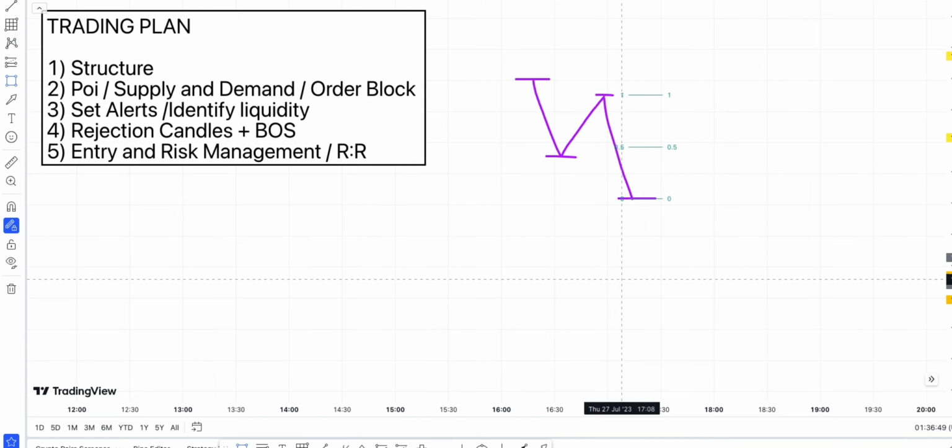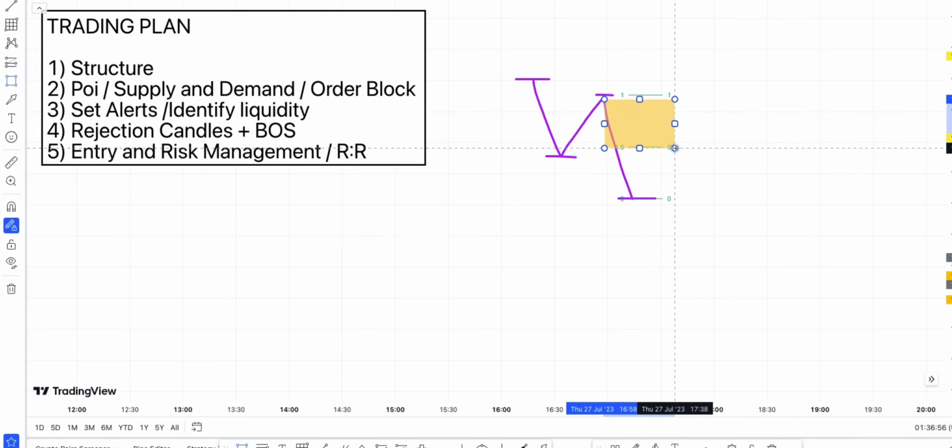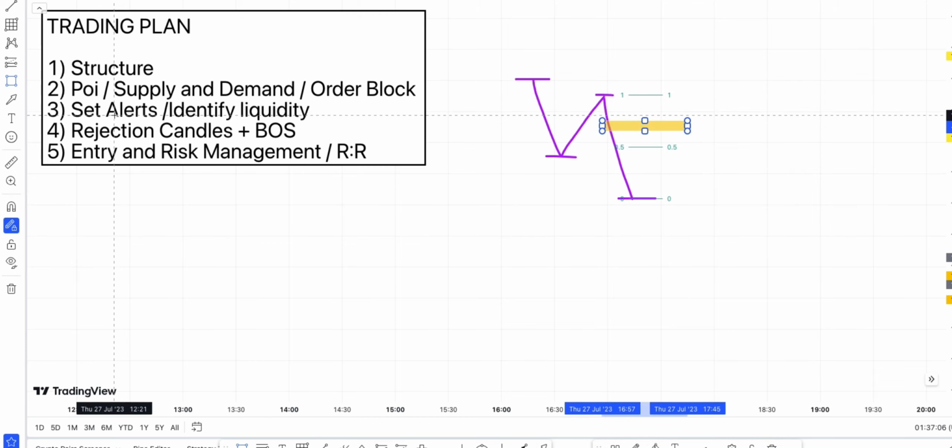What we're going to focus on is looking for points of interest and entries above this 0.5 line in the middle here. This is the golden area where we want to look for trades. So say we have a point of interest. Let's say we have an order block or demand zone that's right here. That would be our second step.